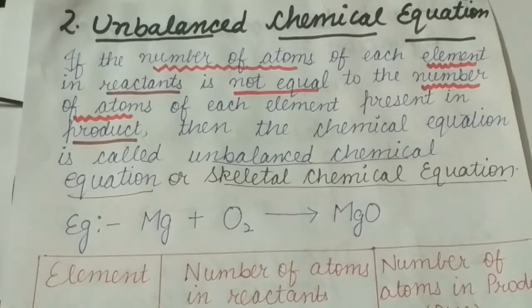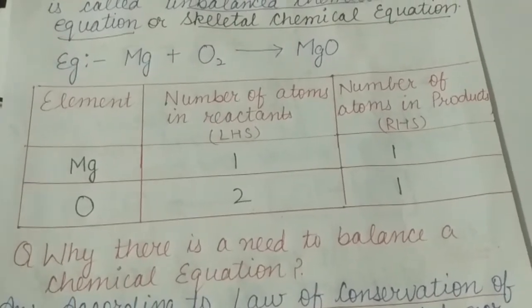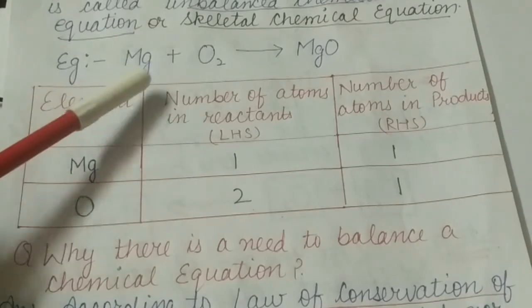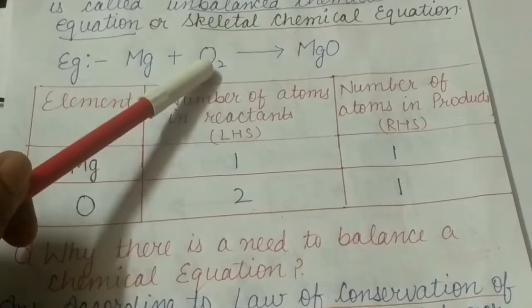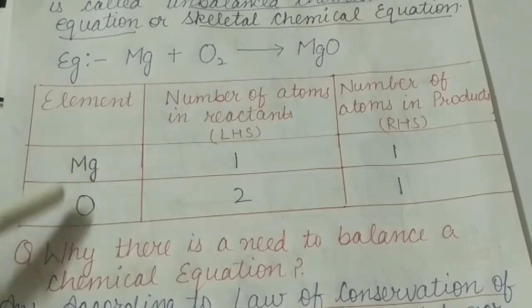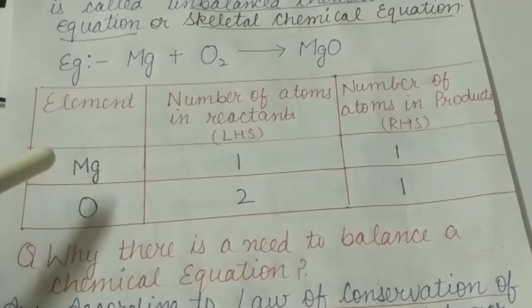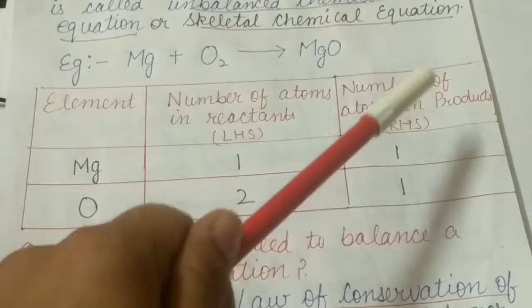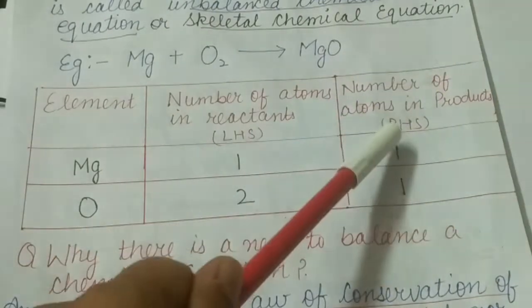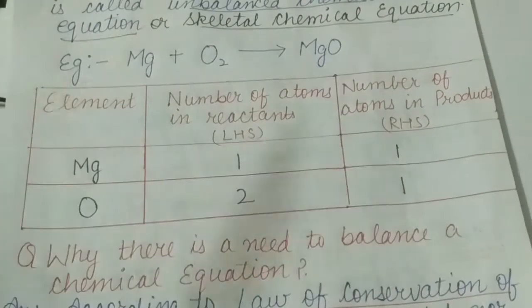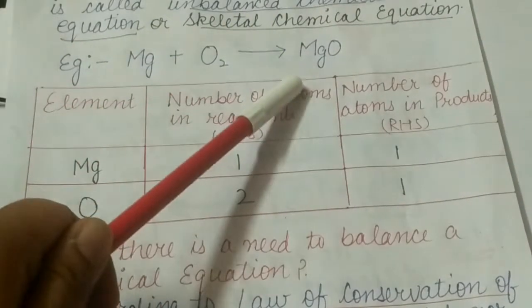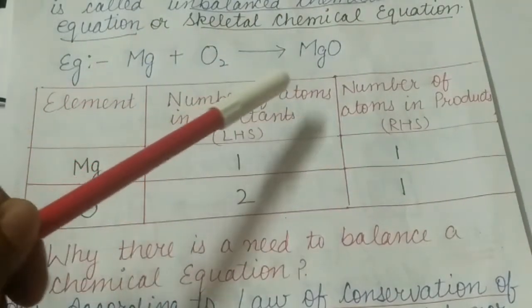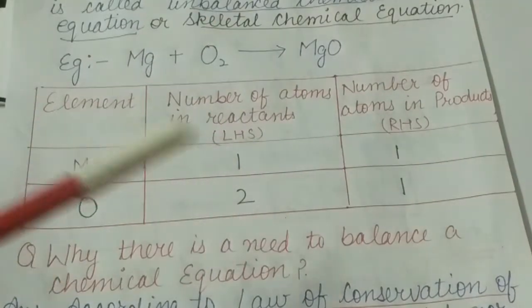That will be more clear to you when you see this table. In this table, you can see the elements present in this equation, which are magnesium and oxygen. Now we have to count the number of atoms in the reactants as well as in the products, meaning the left hand side and the right hand side. On both sides we have to count the number of atoms.